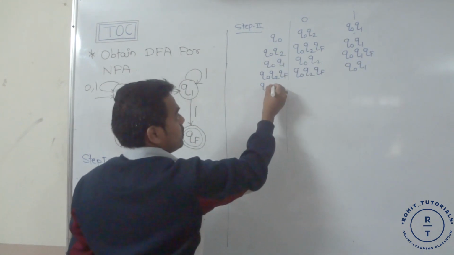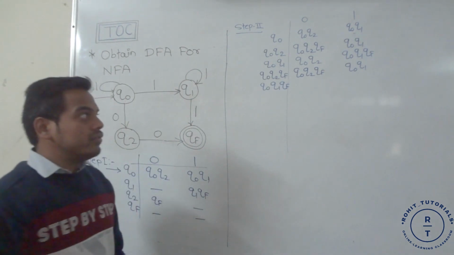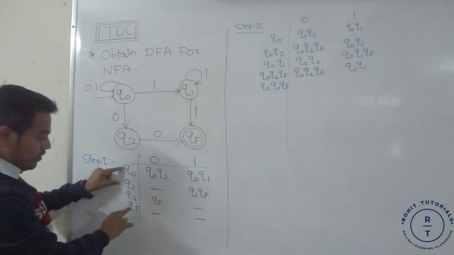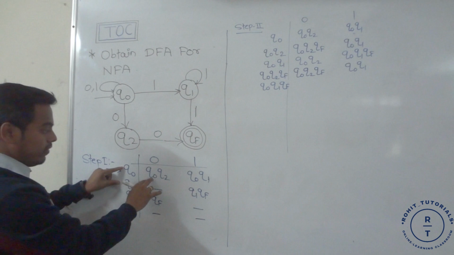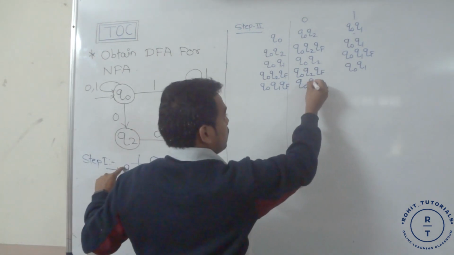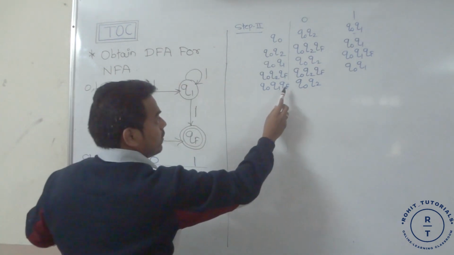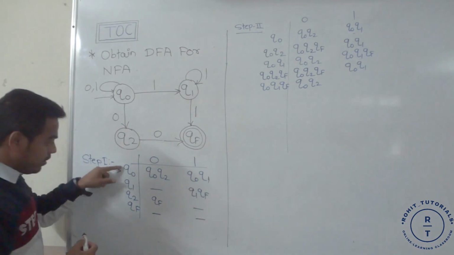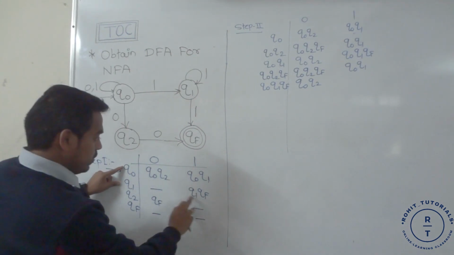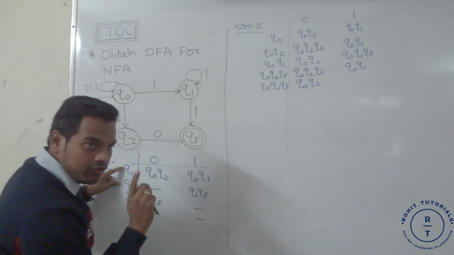Next state is Q0, Q1, Qf. When 0 input occurs, here a dash is present. Only Q0, Q2 is present. Now whenever at Q0, Q1, Qf state 1 input occurs, it goes to Q0, Q1, Q1, Qf, that is Q0, Q1, Qf.